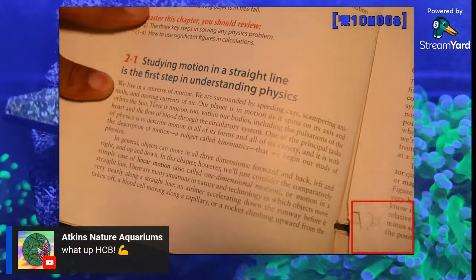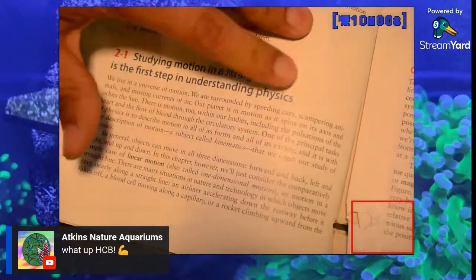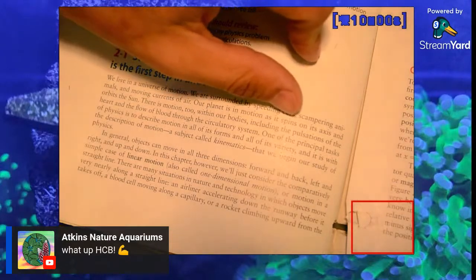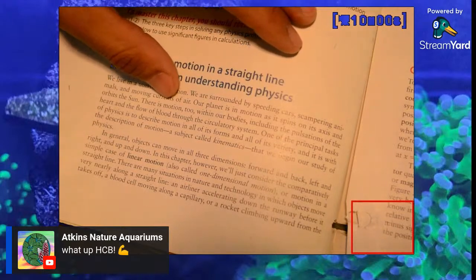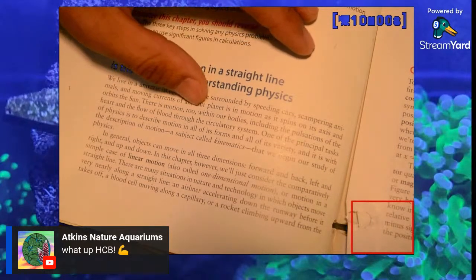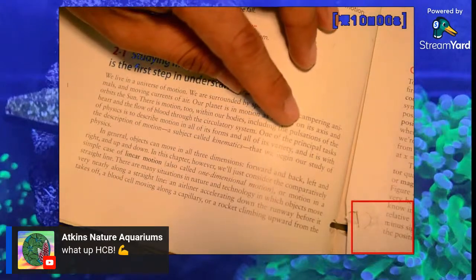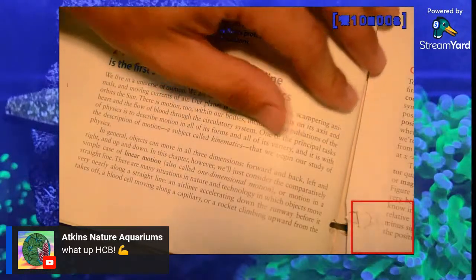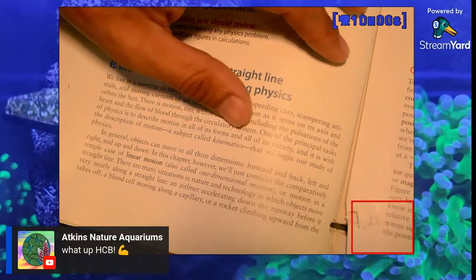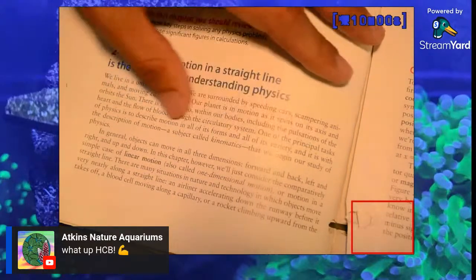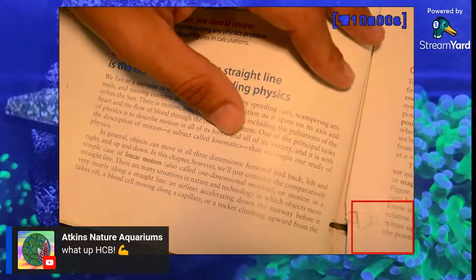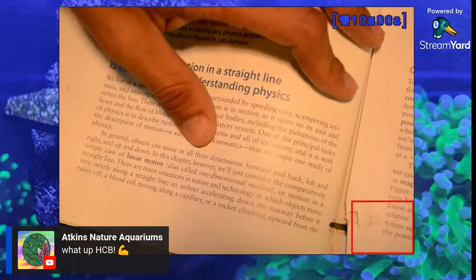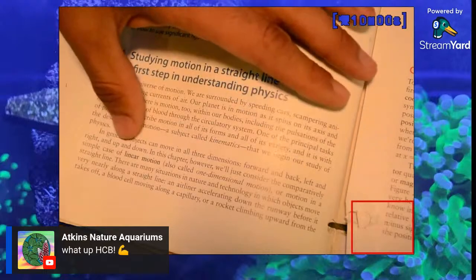So we live in a universe of motion. We are surrounded by speeding cars, scampering animals, and moving currents of air. Our planet is in motion as it spins on its axis and orbits the sun. There is motion too within our bodies, including the pulsations of the heart and the flow of blood through the circulatory system. One of the principal tasks of physics is to describe motion in all its forms and variety. And it is with the description of motion, a subject called kinematics, that we begin our study of physics. In general, objects can move in three dimensions: forward, back, left, and right, and up and down.